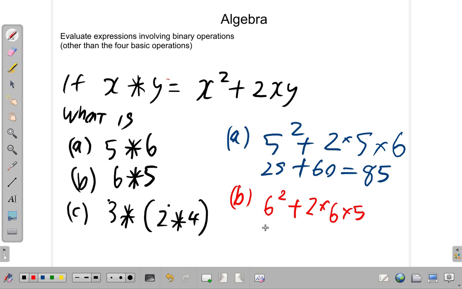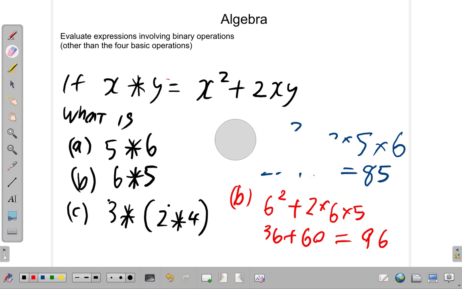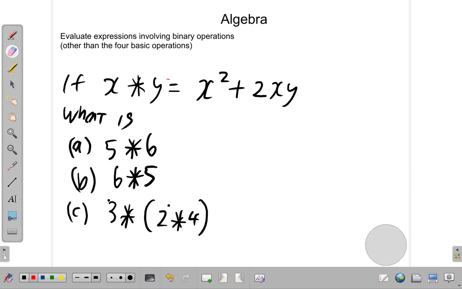So it's 6 squared. 6 squared is 36 plus 2 times 6 is 12. 12 times 5 is 60. 36 plus 60, which is 96. Alright, so you get a different answer. 5 star 6 and 6 star 5 yield different things. So let's look at part C now. We're going to have to erase these to get some space. Part C.